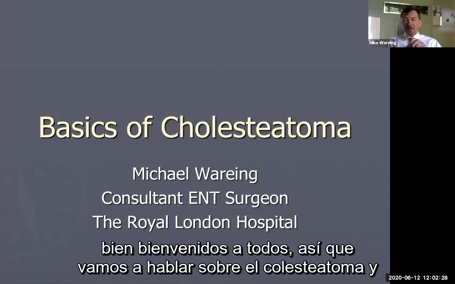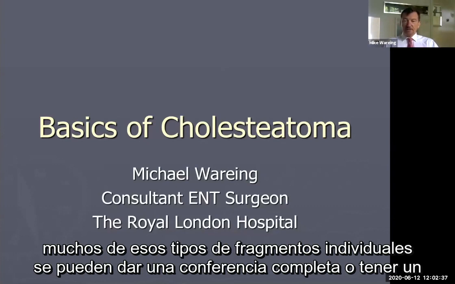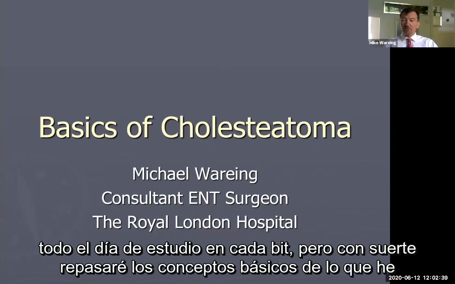So we're going to talk about cholesteatoma, and this is an overview of the topic. It's really quite a big topic, and in fact, many of the individual bits you could give a whole lecture or have a whole study day on each bit. But we'll hopefully run over the basics.